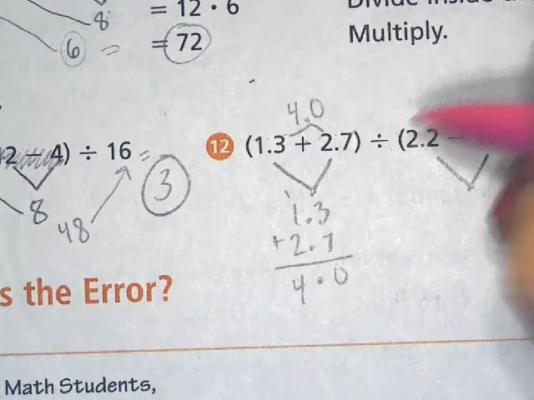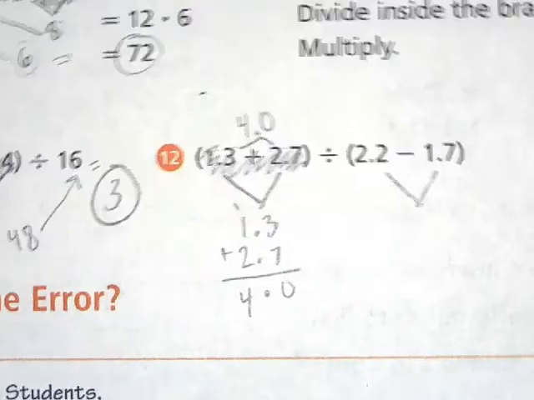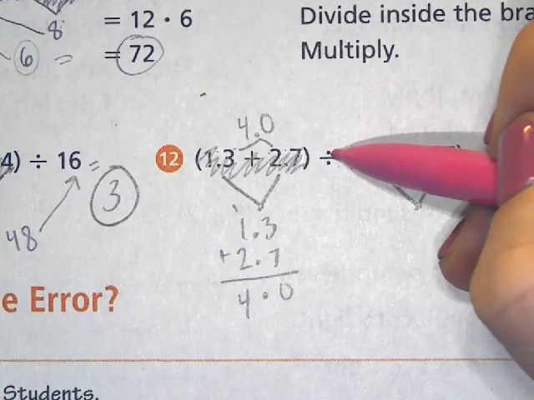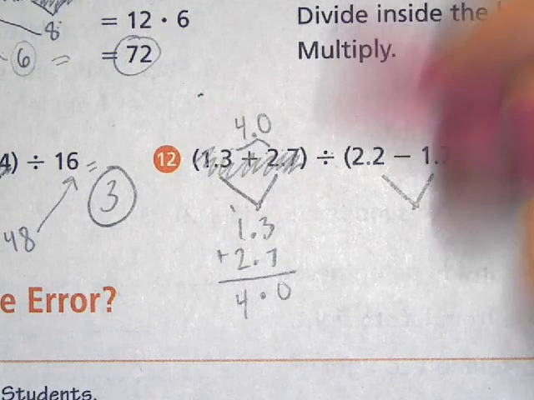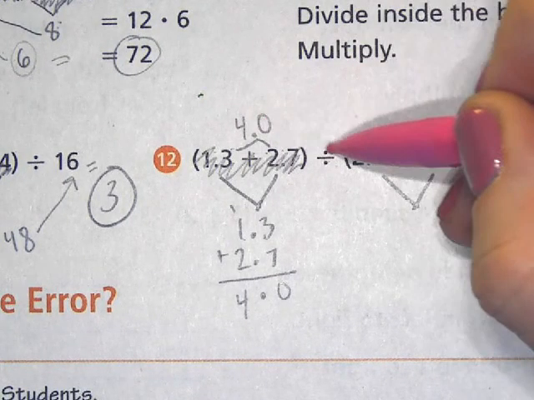I can either leave it as 4 or 4.0. I'm hoping that just using it as 4 will work, but I don't know. It might be that we need it to stay as 4.0. So I'm just going to put it above there. That's 4.0.